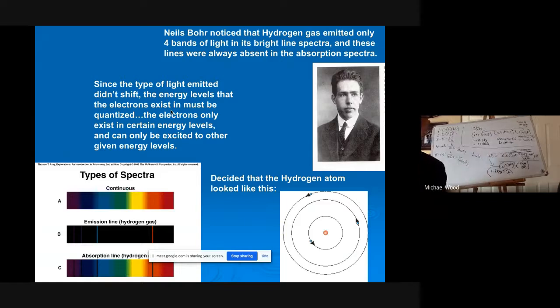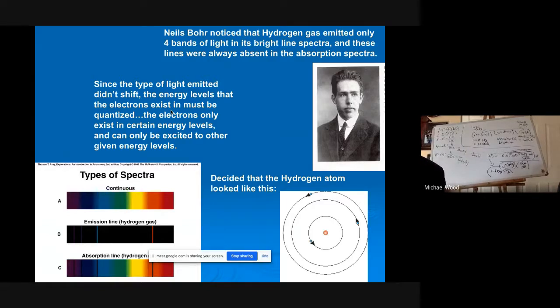So Niels Bohr noticed that hydrogen gas emitted only 4 bands of light in its bright line spectra, and these lines were always absent in the absorption spectra. Since the type of light emitted didn't shift, the energy levels that the electrons exist in must be quantized. Remember, a quantum is a definite amount. The electrons only exist in certain energy levels and can only be excited to other given energy levels. Okay, so this is going to be a good place to stop. We're going to get to that in our next lesson.